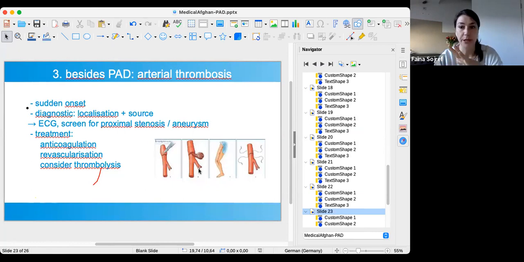Afterwards, after we have saved the patient's limb, then we can start thinking about locating the source of that blood clot. So we do electrocardiography, usually overnight, 24 hours, 72 hours, to try to find, for example, atrial fibrillation, which is one of the most common reasons for blood clots forming and causing embolization somewhere else.